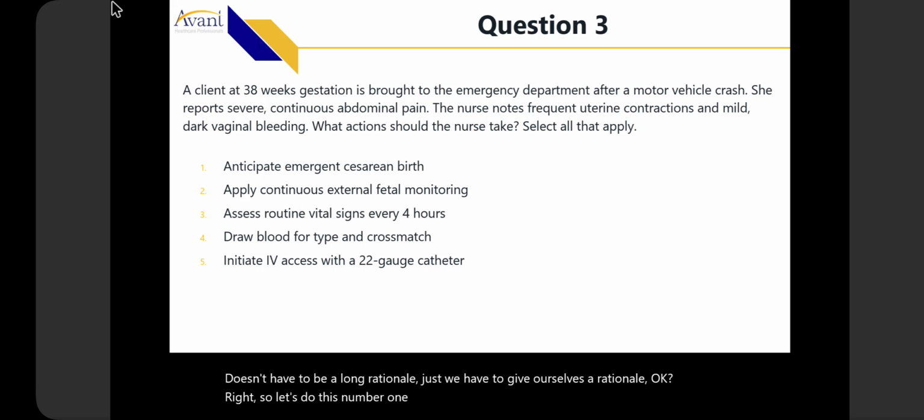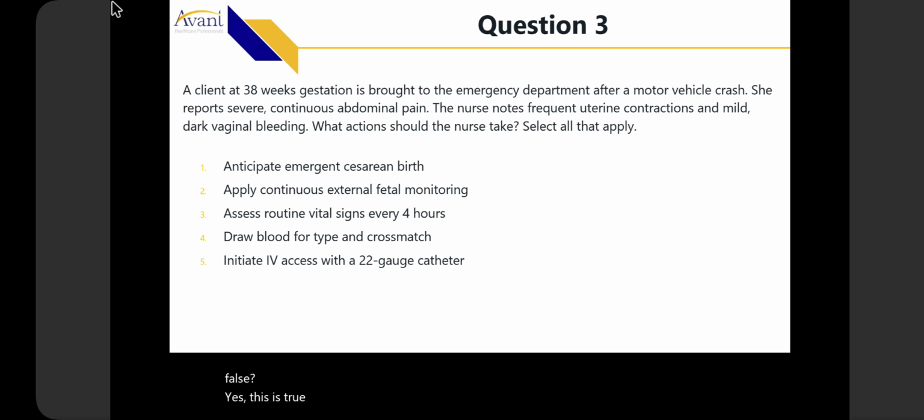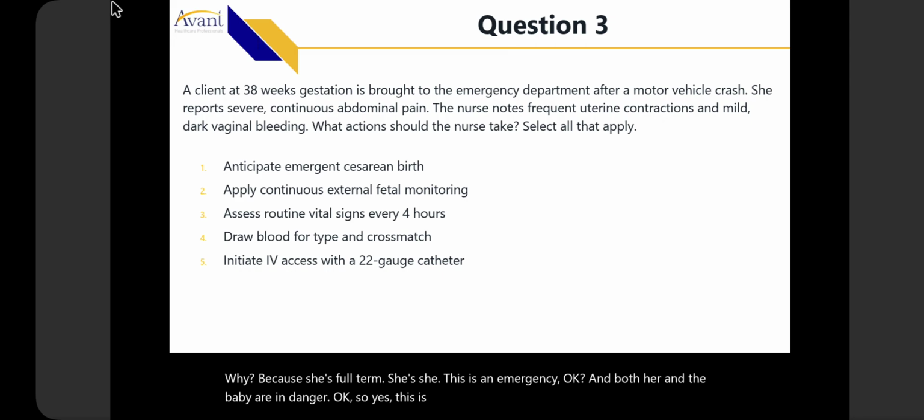Number one. Should the nurse anticipate emergent cesarean birth? True or false? Yes, this is true. Why? Because she's full term. This is an emergency, okay? And both her and the baby are in danger. Okay? So yes, this is a true statement.